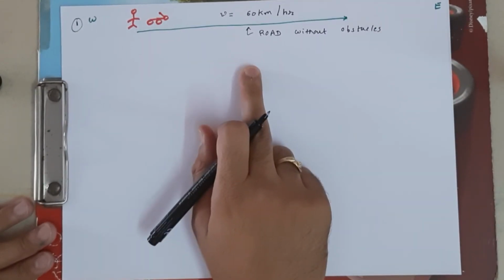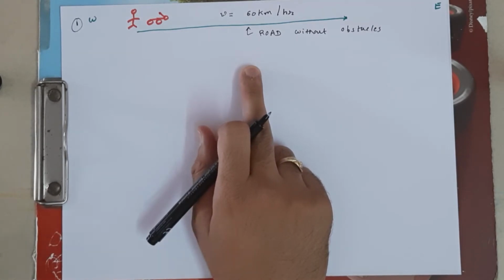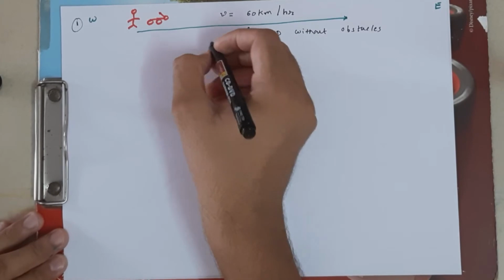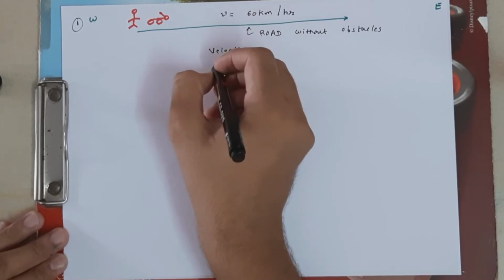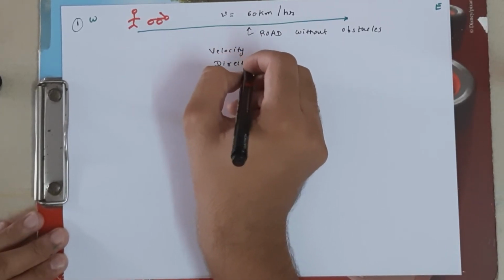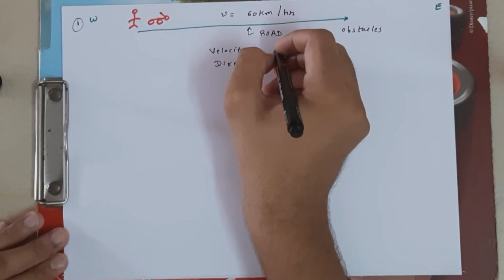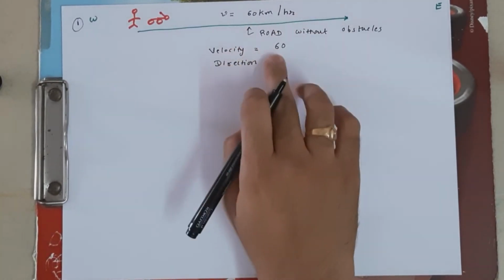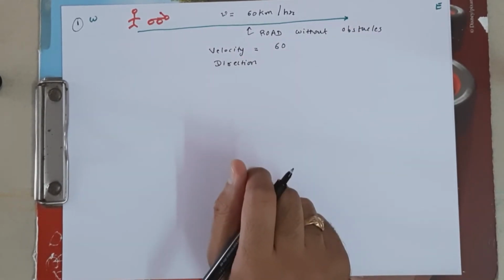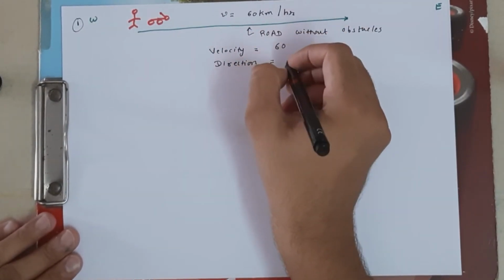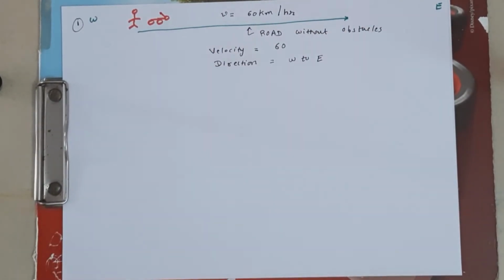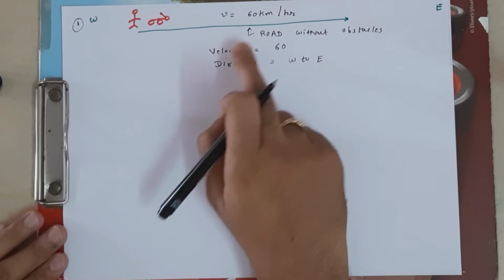Here we have to assume two quantities are fixed. Which are the two quantities? First, velocity: we assume velocity is constant, and second, direction is also constant. What is the velocity? Velocity is 60 km per hour throughout the road, a constant, and the direction is from west to east, W to E. Because it is a straight road, the direction is also constant. So in the first case the velocity is constant and the direction is constant.